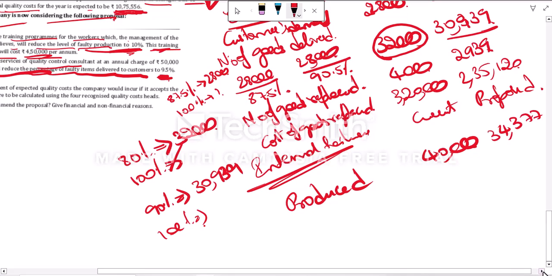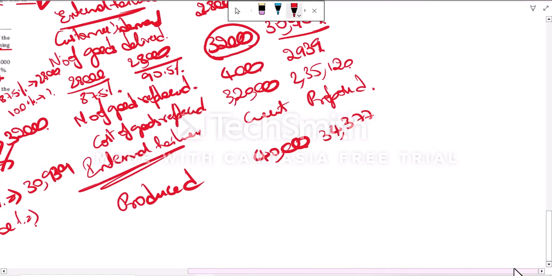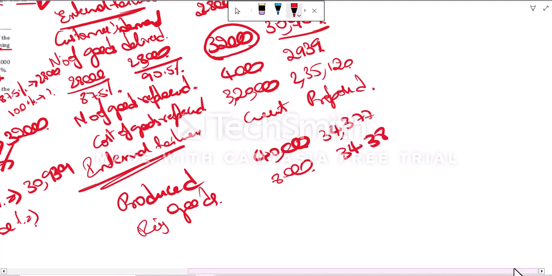What is the cost they have incurred for that? See, we have to calculate the cost for only extra products which were rejected in the production. So 40,000 minus 32,000 will be 8,000. These are the rejected goods. Next, 34,377 minus 30,939, 3,438 are rejected in the current scenario.